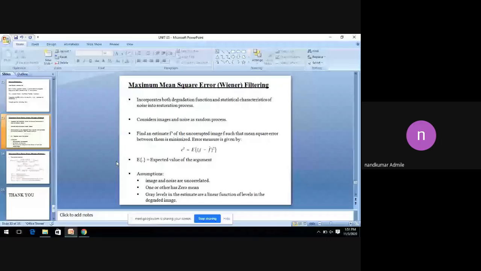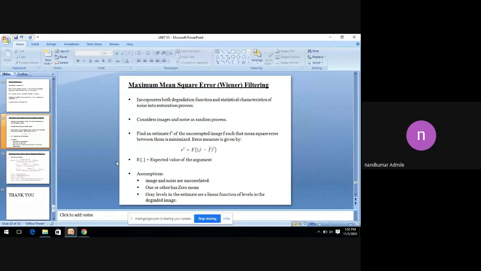So how do we represent the Wiener filtering? Here we can use the equation: the expected value of the argument E, where e squared is equal to E of (f minus f dash) squared. What is the E function? Here we call capital E the expected value of the argument. How the noise is present in the image, and how we can remove the noise from an image.